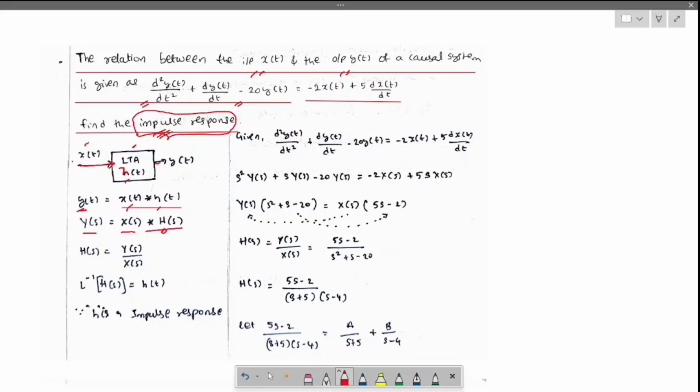Now when we send the x(s) to the bottom of y(s), then we will get h(s), right? Like h(s) equals y(s) by x(s). Then the inverse Laplace of h(s) will be h(t). The inverse Laplace of the frequency domain h will give the time domain h, right? h is the impulse response. When you calculate the inverse Laplace for this, we will get h(t), which is nothing but the impulse response.